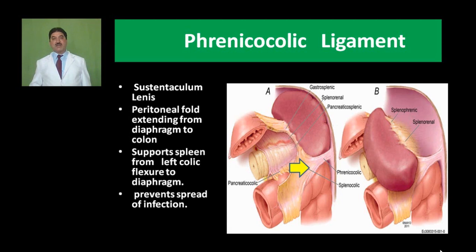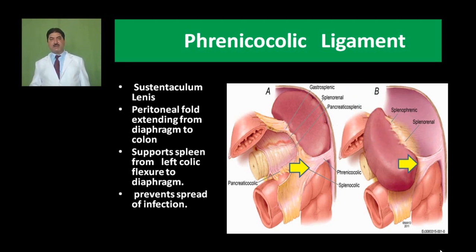It prevents spread of infection from left paracolic gutter to supracolic compartment of peritoneal cavity. On the right side, infections can go from pelvis to the supracolic compartment through right lateral paracolic gutter. On the left side, this spread of infection is prevented by the phrenicocolic ligament from infracolic to supracolic compartment.